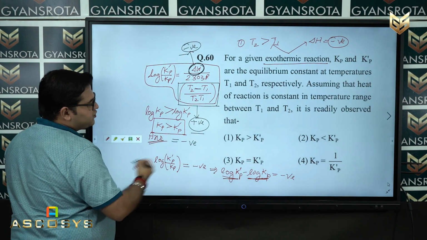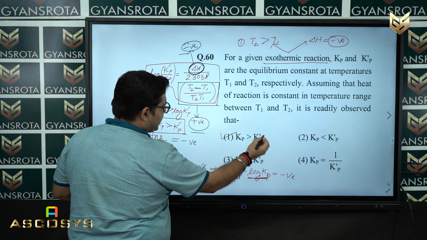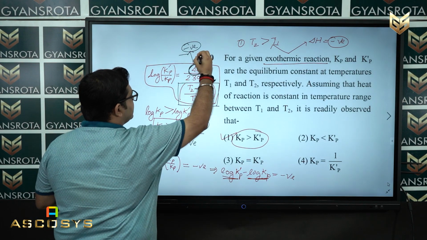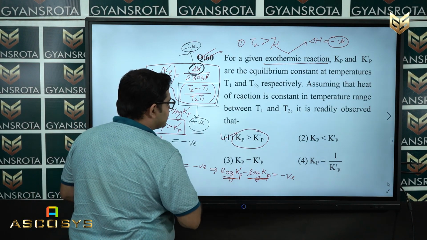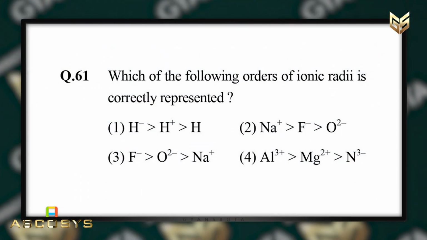Okay. So, if you see among the 4 options, option number 1, where Kp is greater than K dash P, is the correct answer of your question number 60. So, question number 61 is on your screen. Which of the following orders of ionic radius is correctly represented?